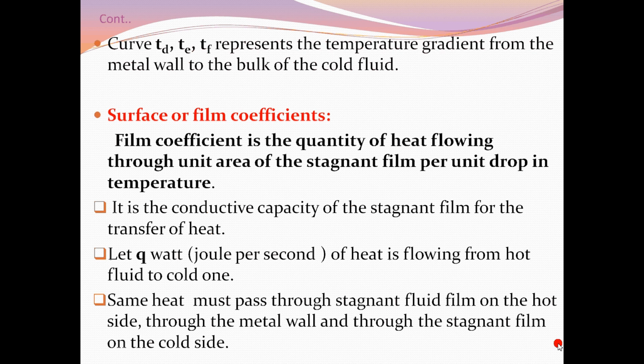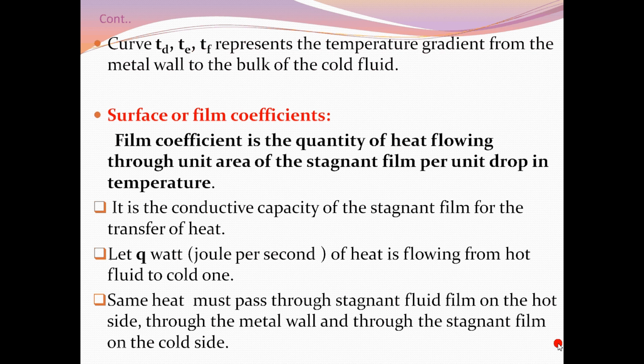For better understanding, at both sides, the hot fluid side and cold fluid side, at the junction of this metal wall, HH and CC, the stagnant film is formed. Why? Because there is viscous flow, viscous fluid. Viscous fluid means there is zero velocity of this fluid. At that condition, the stagnant film may be produced over here.